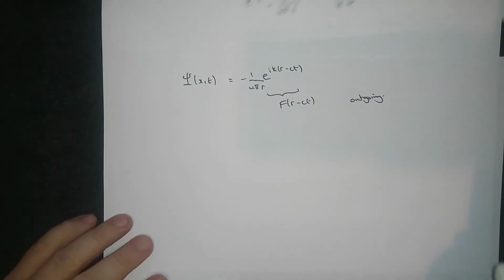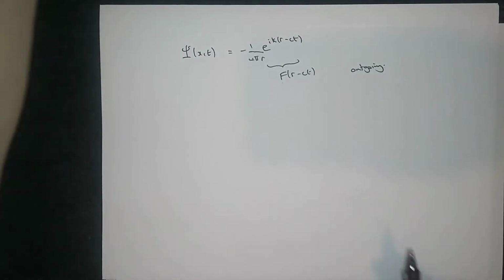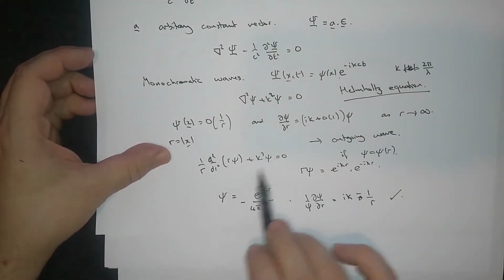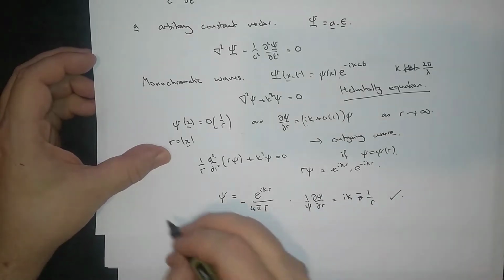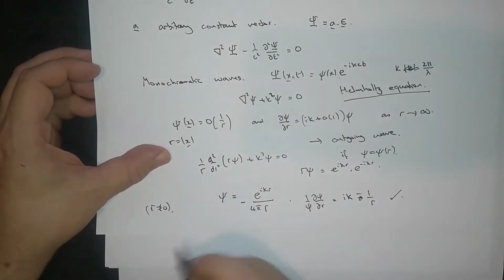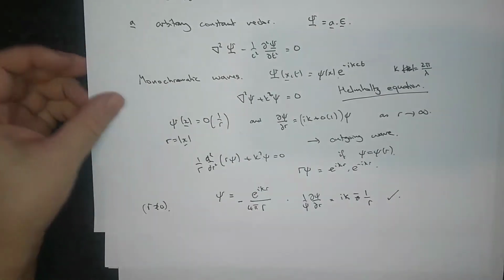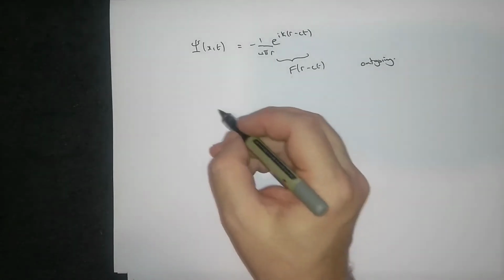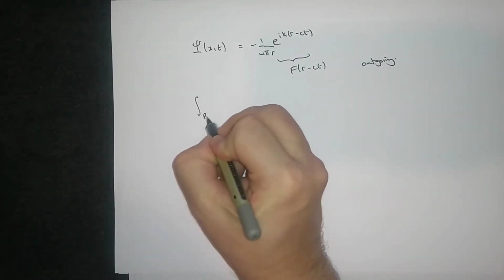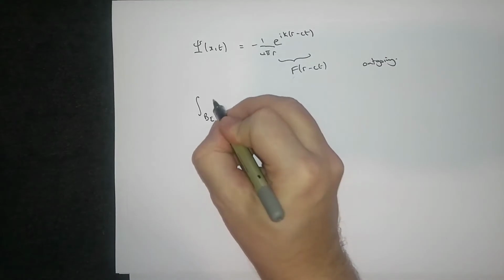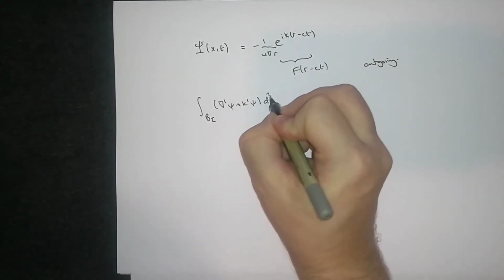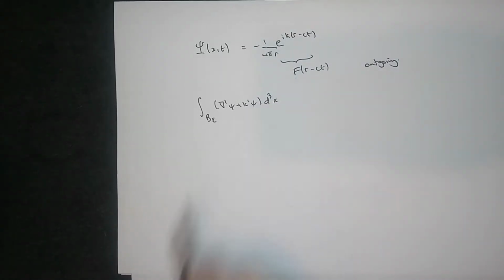Now let's look at this equation. It only works for r not equal to 0. For r equal to 0, things can go wrong. So now let's have a look at the integral over a ball of radius epsilon about the origin of del squared psi plus k squared psi d3x. Of course, this thing we were solving equal to 0.